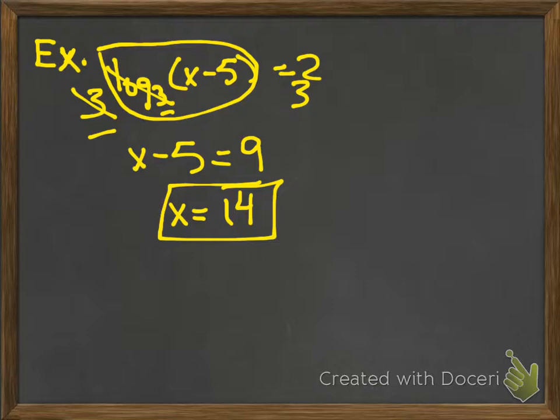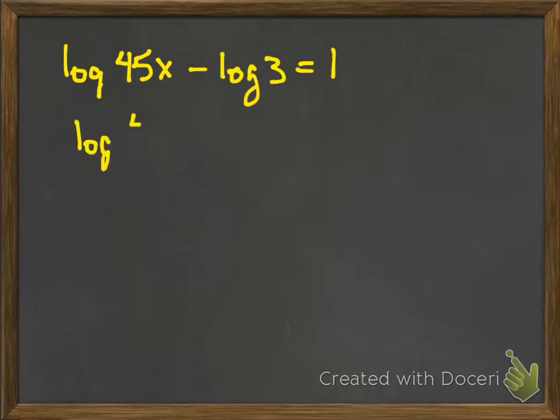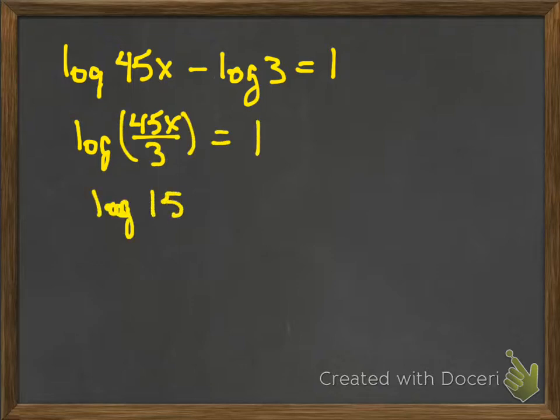So the idea is that these are not very hard. You just have to make sure that you raise them to the exponent, but get them down to single logs first. Okay, let's look at another example. Log 45x minus log 3 equals 1. To rewrite as a single log, remember, minus means divide. So I'm going to say 45x divided by 3 equals 1. Well, 45 divided by 3 is 15. So I have log 15x equals 1.